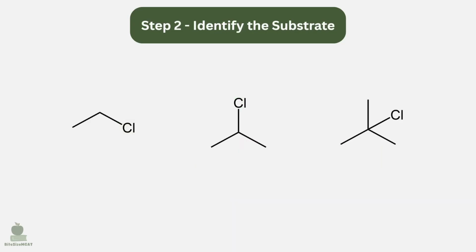The second step is identifying the substitution of our substrate. Here are the 3 main substitutions that we have. Primary means that we only have 1 carbon attached to the carbon that has our leaving group. This means when our leaving group leaves, the carbon that it was attached to only has 1 friend. If this carbon has 2 friends, then we call it secondary, and if it has 3, then we call it tertiary.